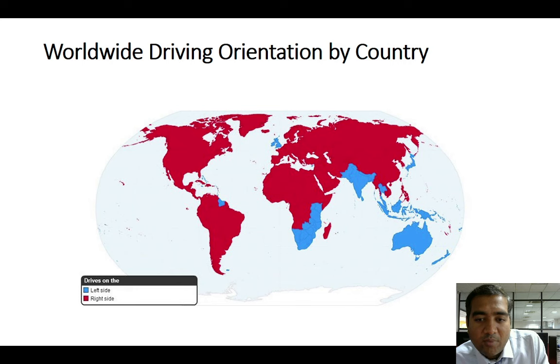This is also one of the examples where you can easily understand the left-side and right-side orientation of driving. By looking at the color, you can understand what kind of driving orientation there is in India, and what kind of driving orientation there is in other countries. All that you will get to know just by looking at the figure.